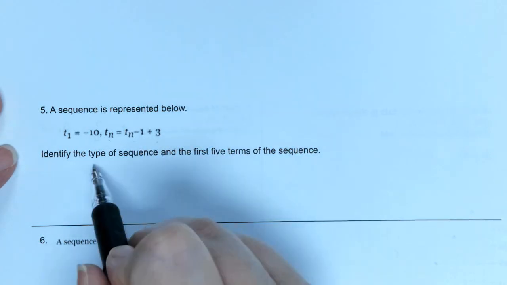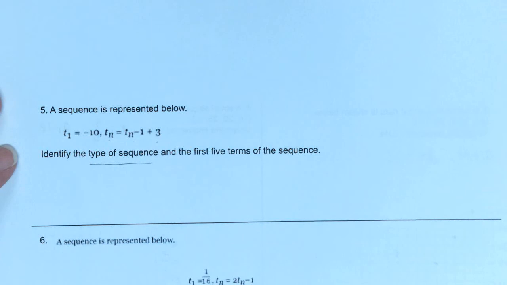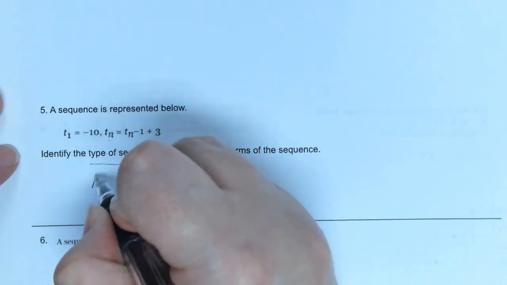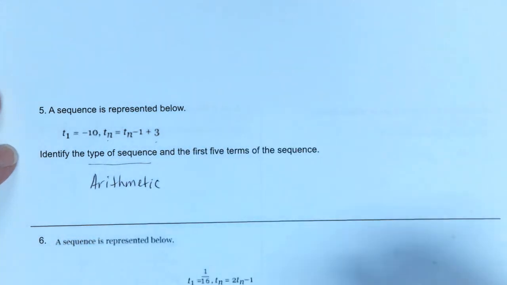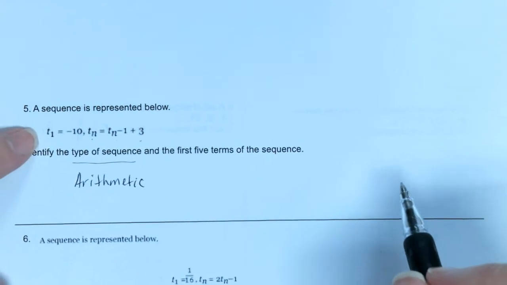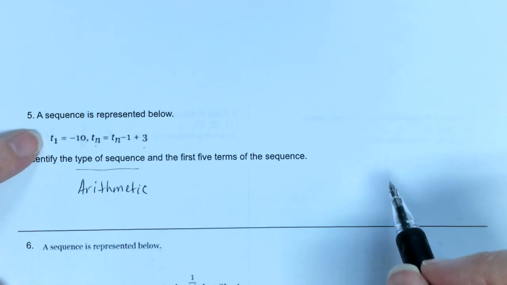Okay? So the type of sequence, if we're adding, is what? Is it arithmetic or geometric? If we're adding. Arithmetic. Alright, and then it wants the first 5 terms of the sequence. Okay? Well, they gave us the very first one, right? Term 1 was negative 10.